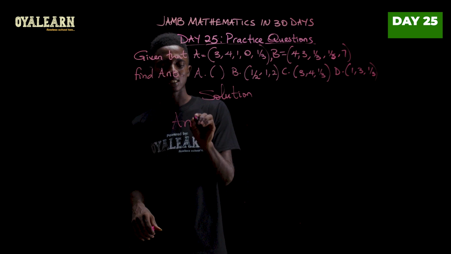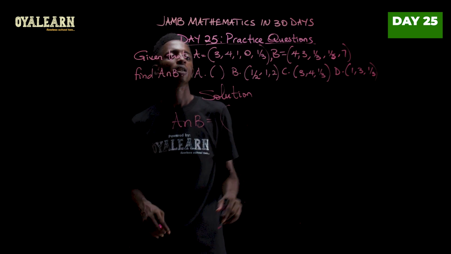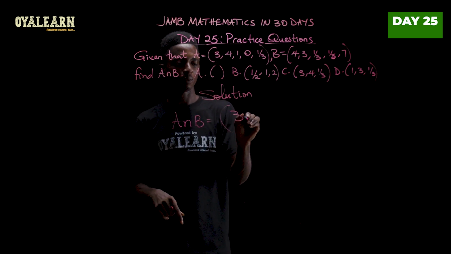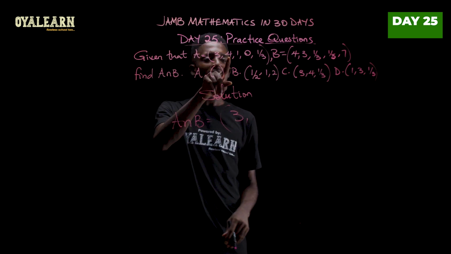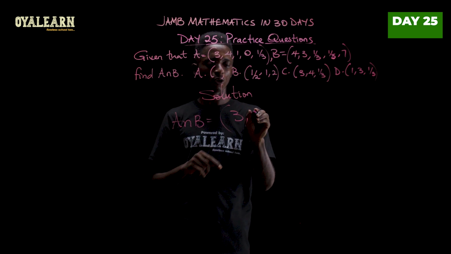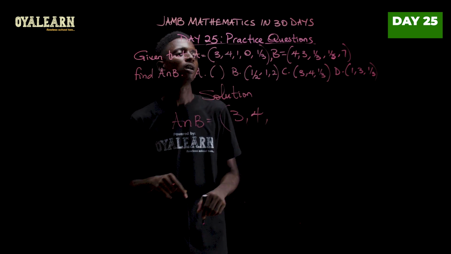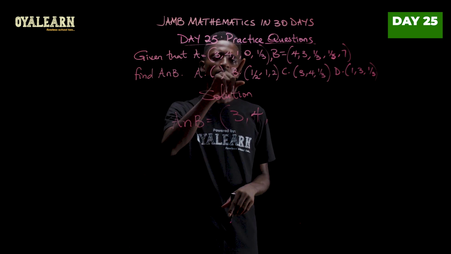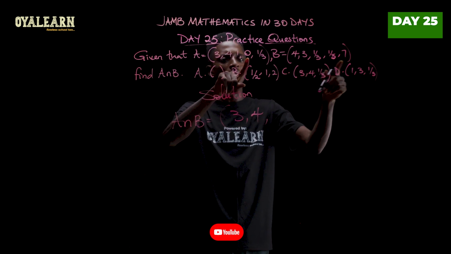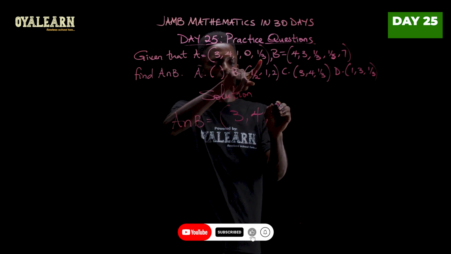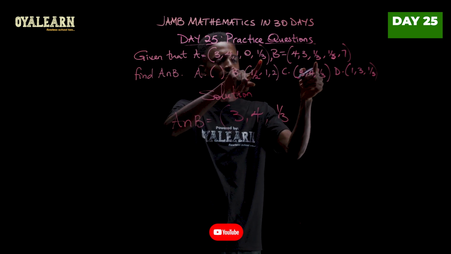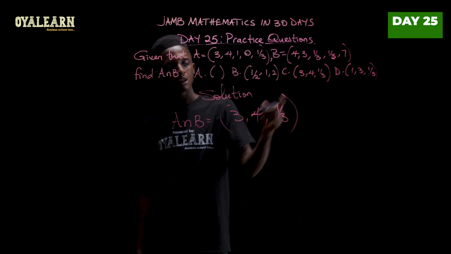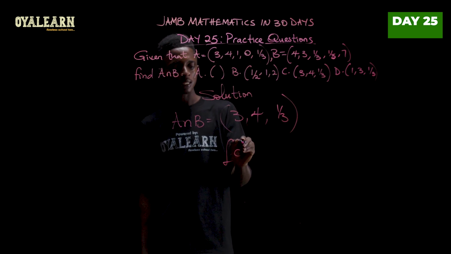That is A intersect B would therefore be, now set A has 3, set B also has 3. So that would be 3, comma. Set A has 4, set B has 4, so 4, comma. Now 1, set B does not have 1. Set A has 0, set B does not have that. And then set A has 1 over 3, which is also in set B. So our answer is 3, 4, 1 over 3. So we have it as option C.